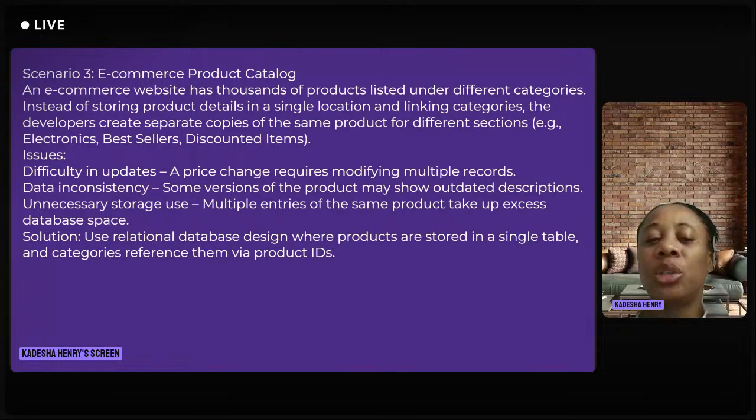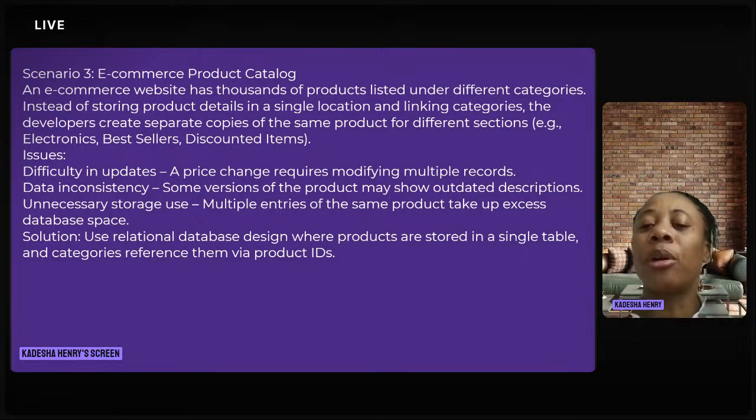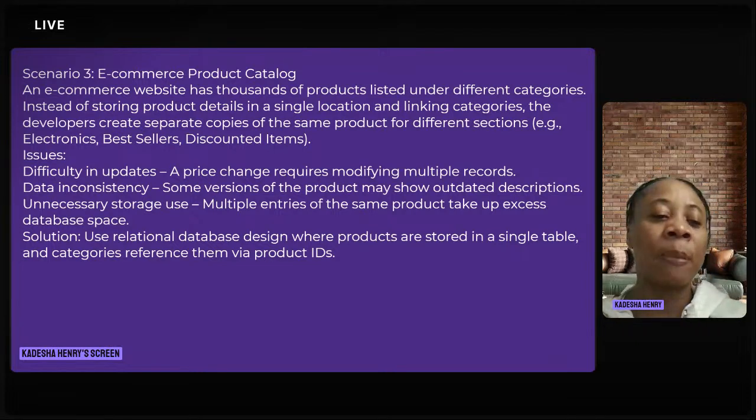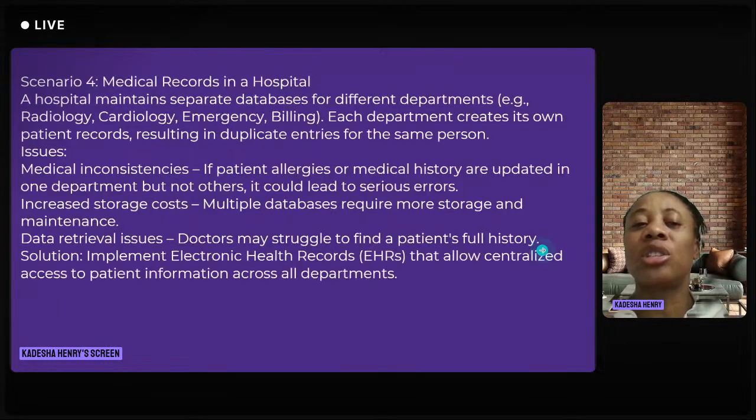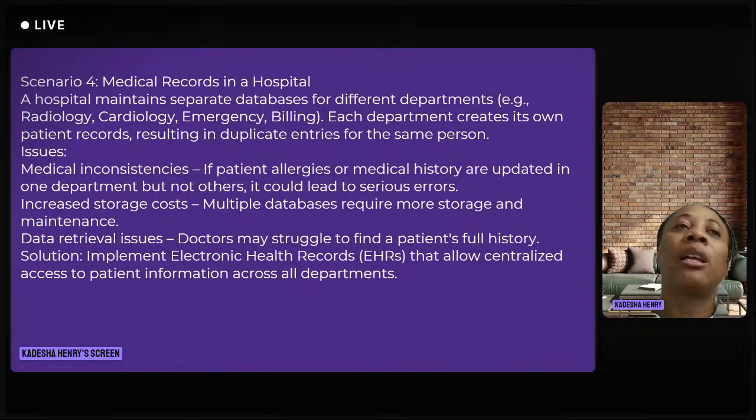The solution we could use is a relational database design where the products are stored in a single table and categories are referenced in another table. That's just to bring out the idea of what we're talking about when we say trying to eliminate duplication and having data right across. So if it fails at a single point, it doesn't affect the entire organization.